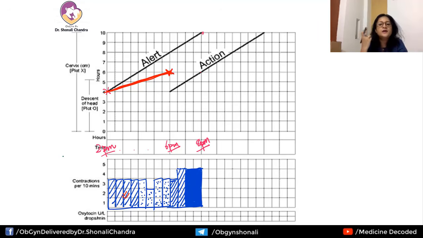The first thing that should come to your mind is contractions. The contractions are not okay. Have a look at the contractions. The contractions which were earlier moderate are now mild. So I know that the contractions are not adequate. So now is my time to intervene. I get alerted, I intervene. So how do I intervene?